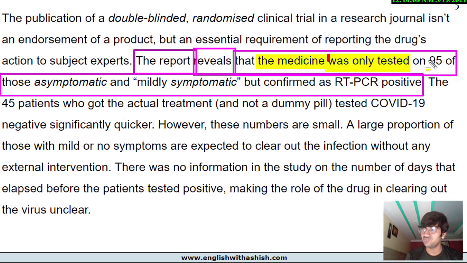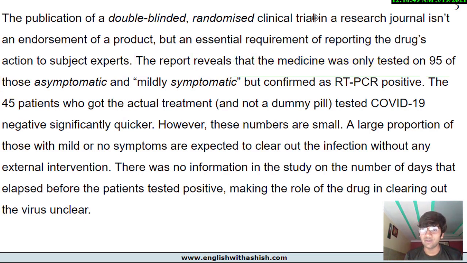Now in the object of the preposition, we have a number plus a modifying phrase, 95 of those asymptomatic and mildly symptomatic but confirmed as RT-PCR positive. Do you guys understand that? So here the subject is a phrase. We have a verb that is not a phrase, just one word, and we have a clause as the object of the sentence. So you can call it a complex sentence because this itself is a clause, subject plus verb, and we have a dependent clause. So it's a combination of an independent clause and a dependent clause. That means it's a complex sentence. Yes, we've done it. All right.